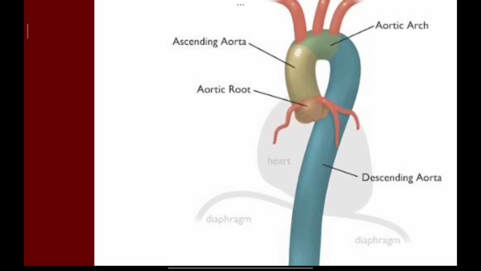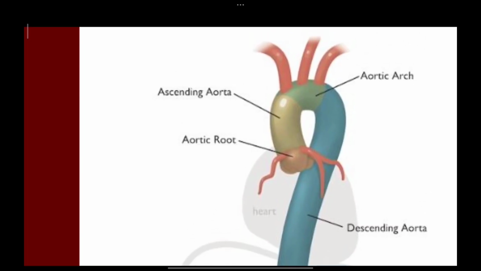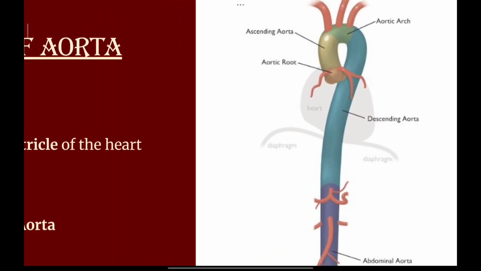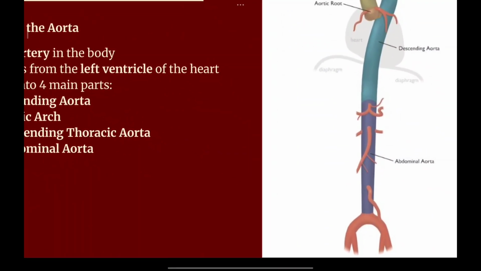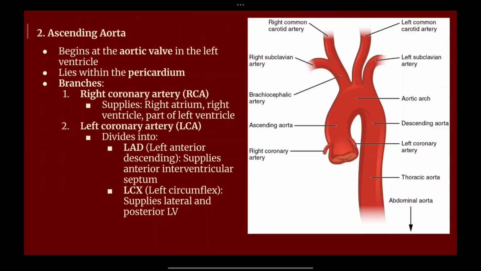This is the first part of the aorta. Then moving on, we have the aortic arch, which branches out and supplies oxygenated blood to the upper body region. Moving to the next part, the descending aorta, the third part of the aorta, it moves downwards to the lower limbs. Now we have the abdominal aorta, which supplies oxygenated blood to the abdominal visceral organs. So these are the branches of the aorta. We'll first start with the ascending aorta. Here it starts at the aortic valve in the left ventricle, and it lies within the pericardium.